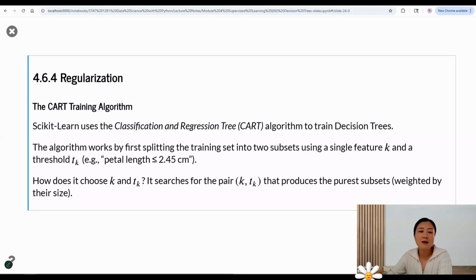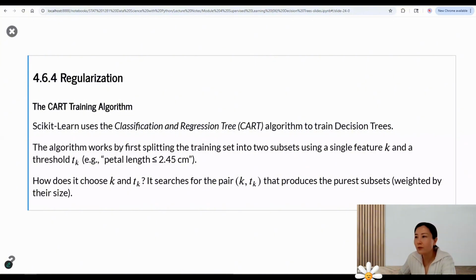So that's why at the beginning, we already set one hyperparameter max depth equals 2, right? So that we have a small tree, a neat looking tree. If we remove that, it will grow very big. So that's why we always need to regularize our tree. And this algorithm, let's see the CART algorithm again.